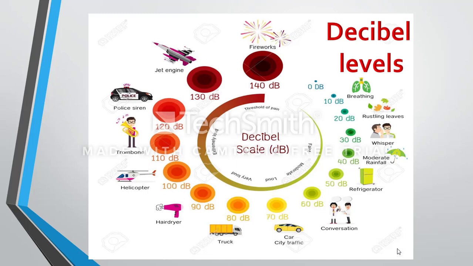Now here we'll see different decibel levels for different activities. These different activities are listed down in 6 categories based on the decibel values. The categories are faint, moderate, loud, very loud, extremely loud, and threshold of pain, which starts from 0 decibels and goes up to 140 decibels. Here we can see different activities with different decibel values, meaning different sound intensities which they produce.